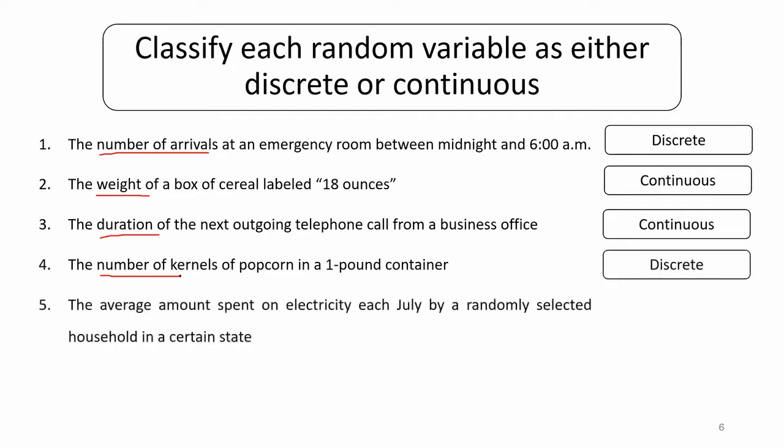And the last one, the average amount spent on electricity each July by a randomly selected household in a certain state. Talking about average amount spent, the money spent, right? It can be $18.67, or it can be $19.50. It's something which is not arising from counting but from a measuring process. So it is also continuous. So the important thing is, when you're given a variable, you have to identify whether it's a random variable, and then you have to segregate it into either discrete or continuous.